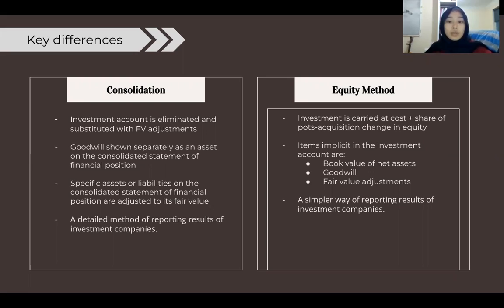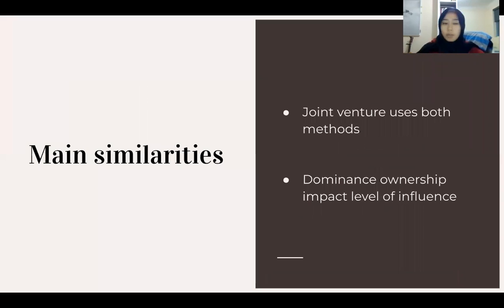So firstly, goodwill is represented as an asset on the statement of financial position. And other than that, there are specific assets or liabilities on the consolidated statement of financial position that are adjusted to its fair value. So apart from that, there are also similarities between consolidation and equity methods. Firstly, when two businesses form a joint venture, they will have to use both methods where one company shares with another. And what's similar is that both methods have a higher level of influence and the company that dominates the ownership.